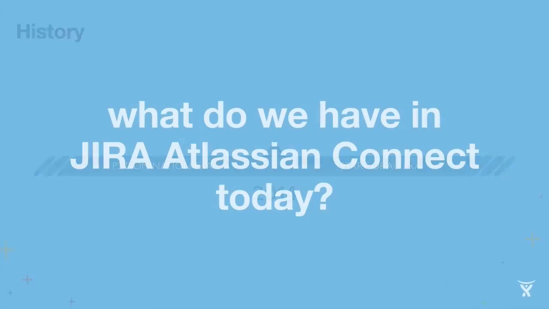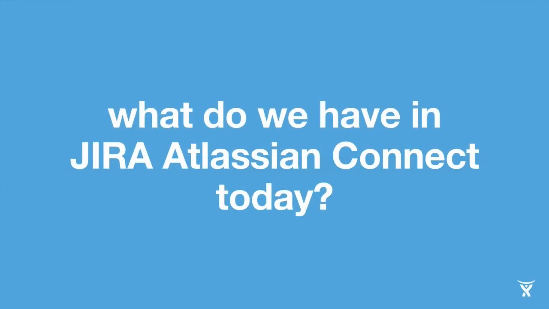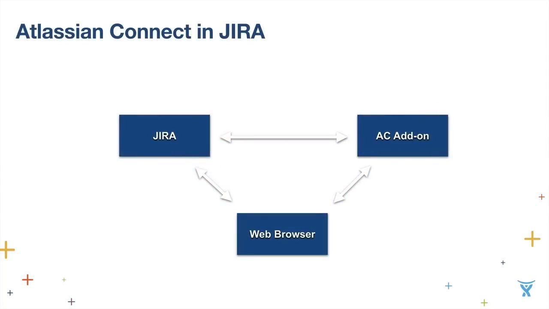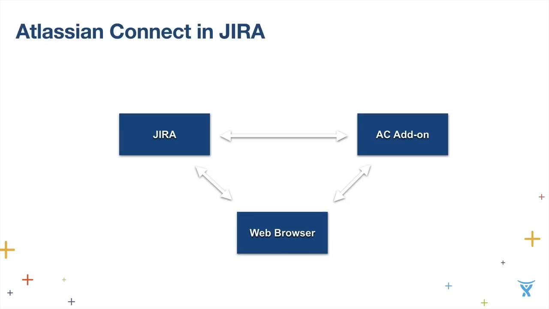Okay, so let me talk about the actual things which we have in Atlassian Connect in JIRA today. So I will start with the high-level overview of the building pieces of Atlassian Connect in JIRA. We have JIRA server running somewhere in the cloud. We have an add-on server running somewhere in the cloud as well. Finally, we have a web browser that displays the information coming from both Connect add-on and JIRA server to the actual user.